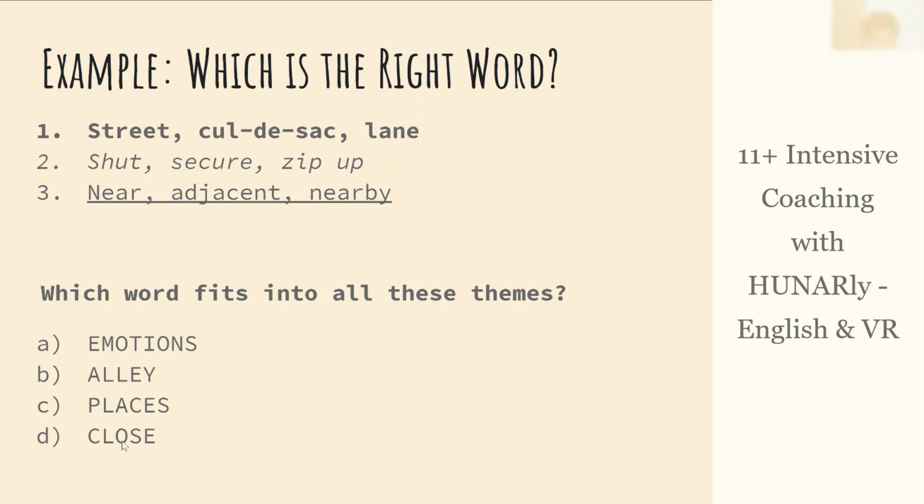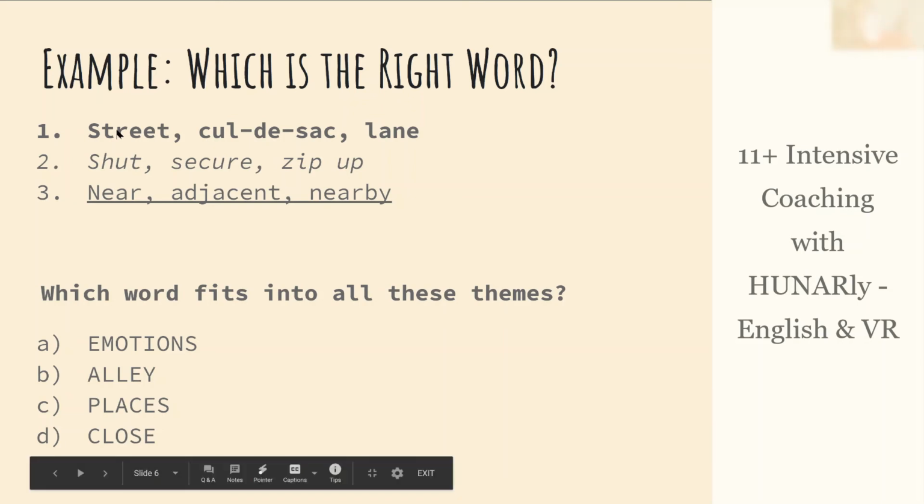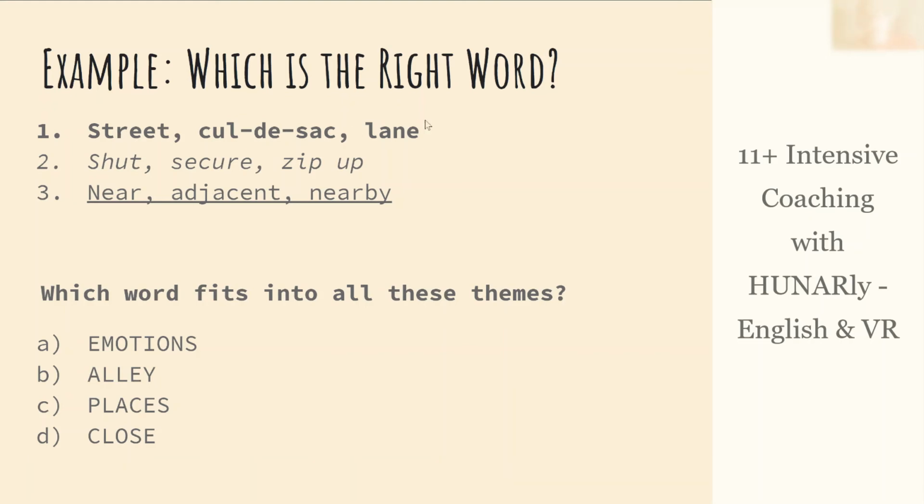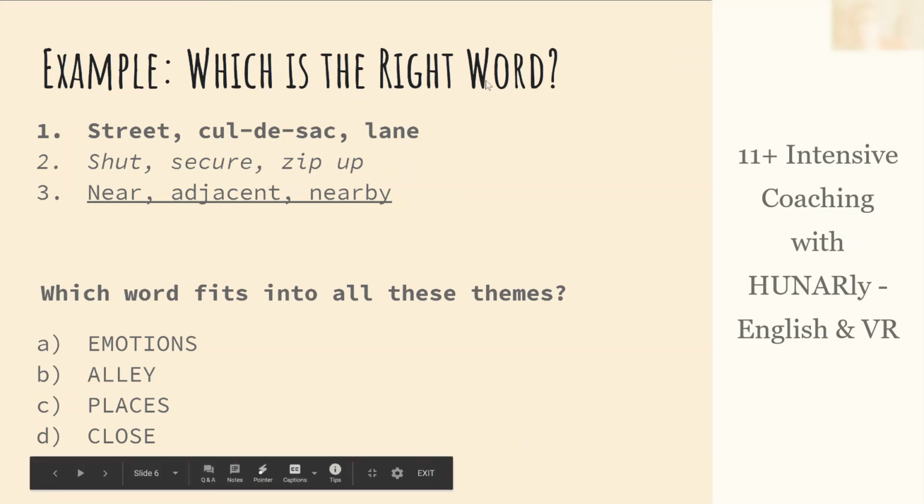So close fits in. Number 3, we've got street, cul-de-sac, and lane. And another kind of road is a close. So you can live on, for example, Derwent Close, in the same way as you can live on Derwent Lane, Derwent Street. Does that make sense? Are we following it? So this word fits into all three. So the right word, the word that you'd be looking for, is close. And the answer you would give to this question would be D.